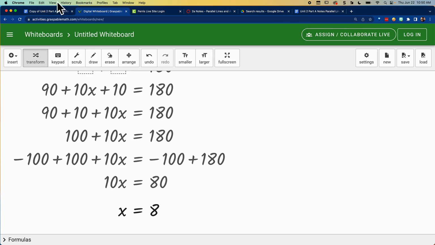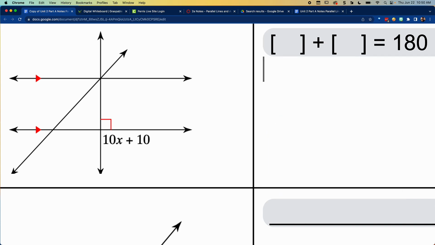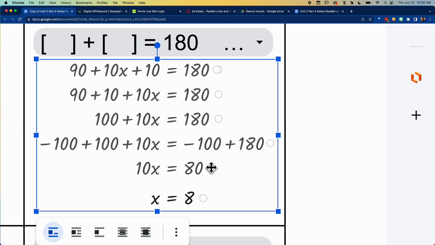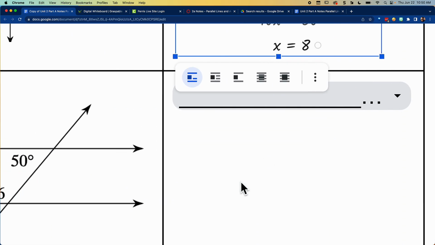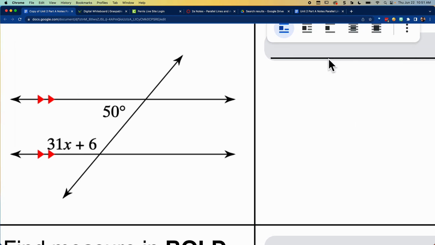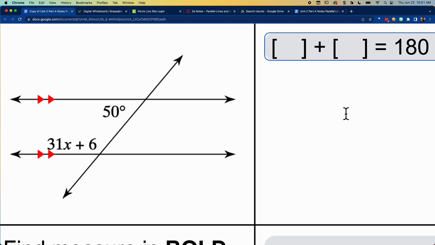Capture that. I'm going to go back to my copy of the notes, paste it in. There we go. It's a little big, but that's okay. Make it a little bit less big. Let's look at this next picture. So now I have two angles that are inside of the parallel lines and on the same side. Those two add up to 180. So I'm going to say blank plus blank equals 180.